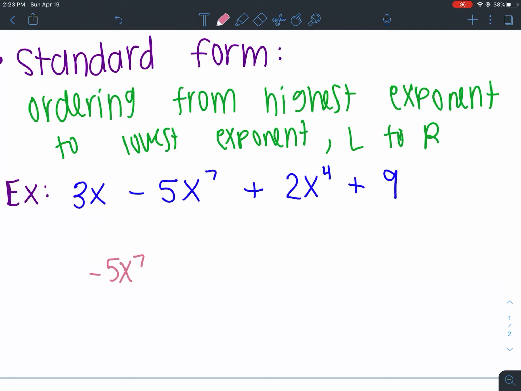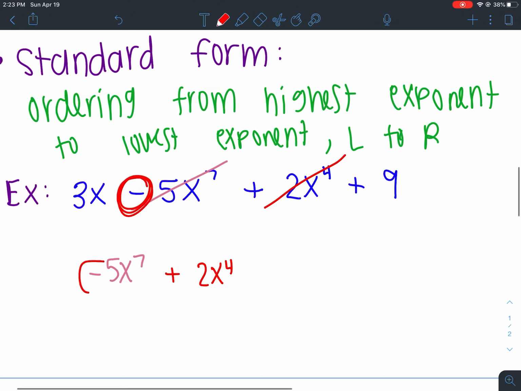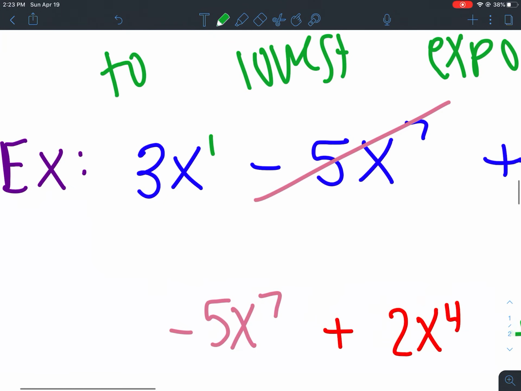Negative 5x to the 7th is going to come first. And I like to cross them off so I know that I'm finished with them. The next highest exponent I see is the 4. Remember, we're looking at the exponents, not the coefficients. So the next term would be 2x to the 4th power. Now notice how I'm bringing their signs with them. Notice how the 5x to the 7th was negative, and I made sure to write the negative there. Okay, the next highest exponent I see is a 1. Remember that the exponent on the x here is technically a 1, so it would be plus 3x. The reason why I know it's positive is because if it was negative, it would have had a minus sign.